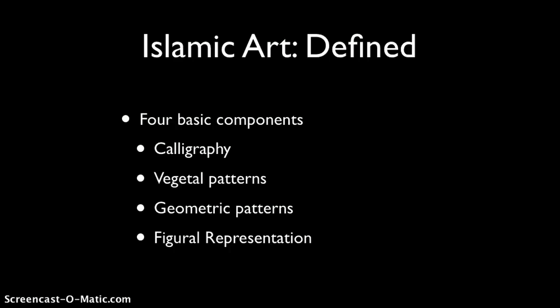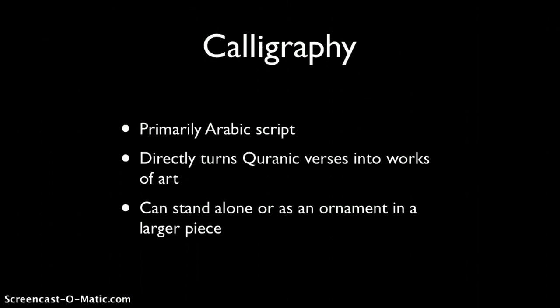Islamic art has four basic components: calligraphy, vegetal patterns, geometric patterns, and finally figural representation. Calligraphy is primarily Arabic script, and it's a way to directly turn Quranic verses into works of art. They can either stand alone or serve as an ornament in a larger piece of artwork.